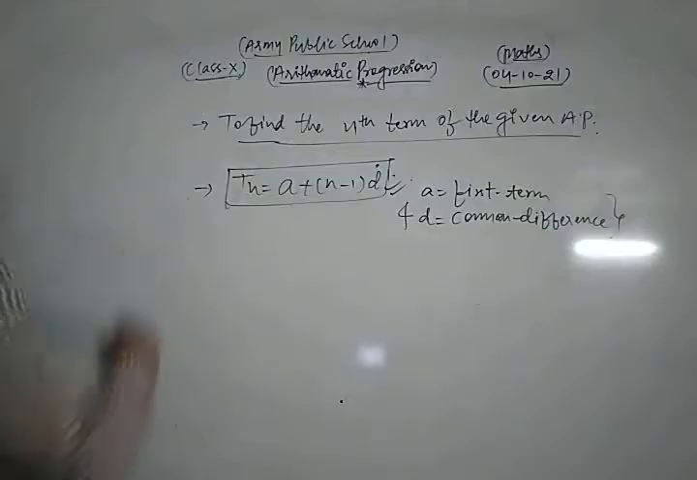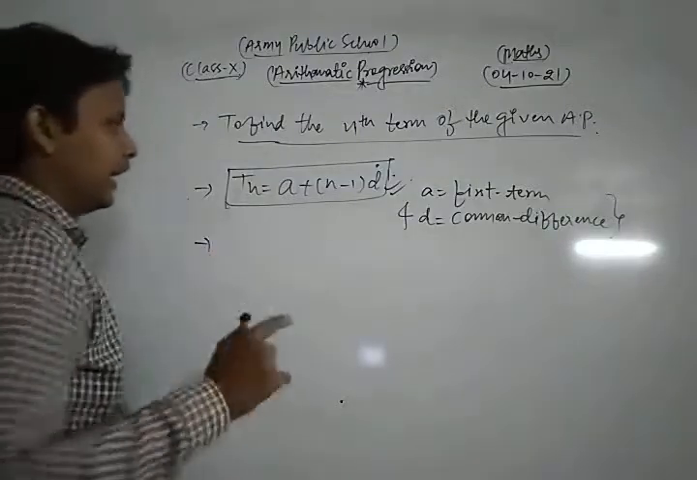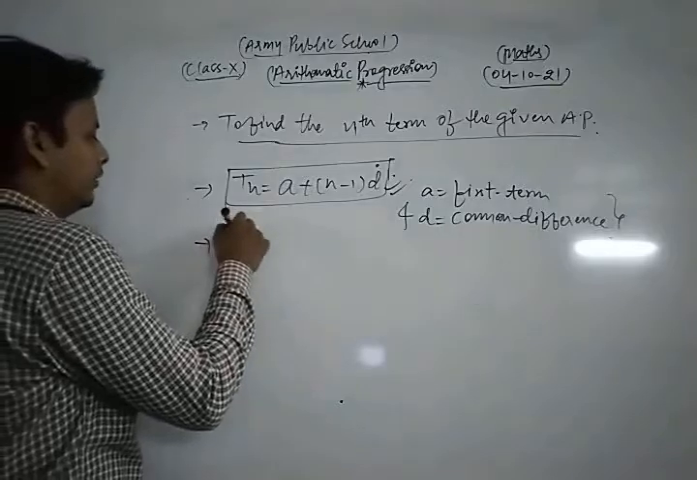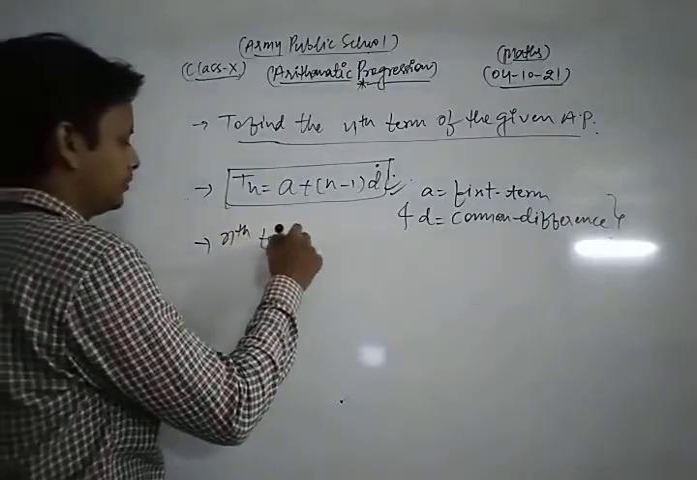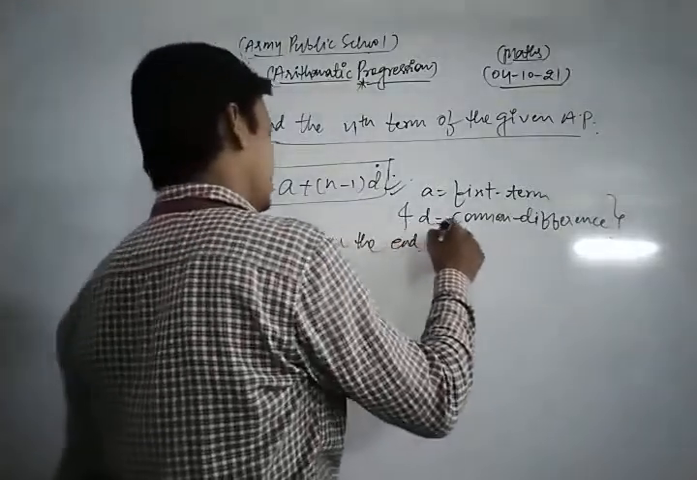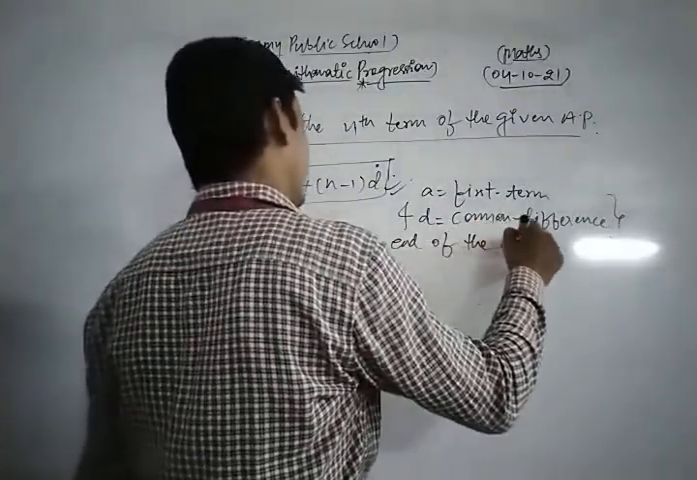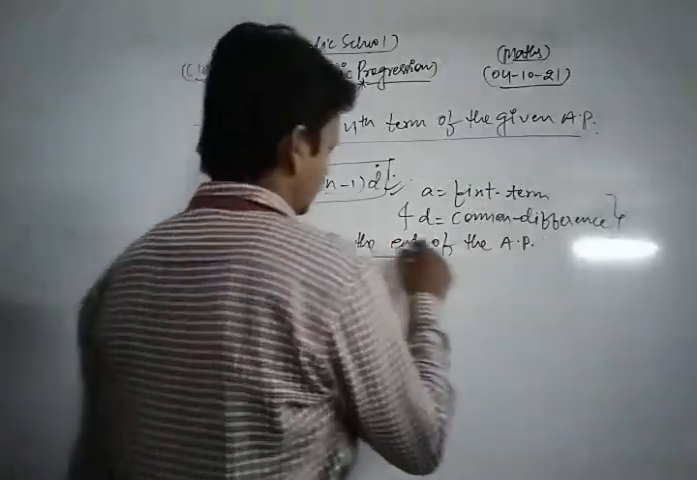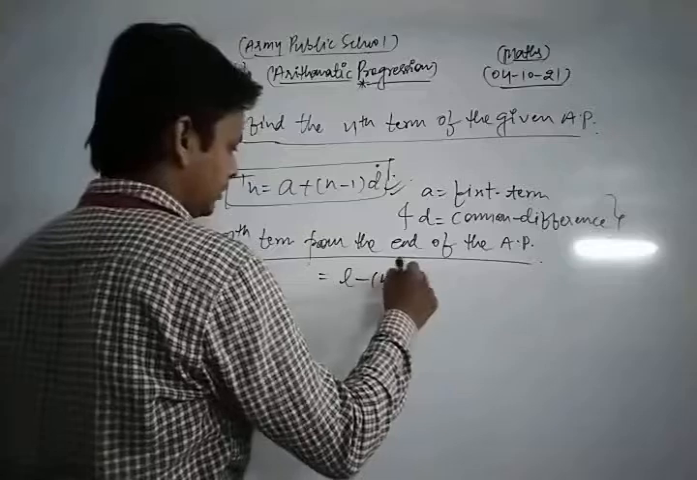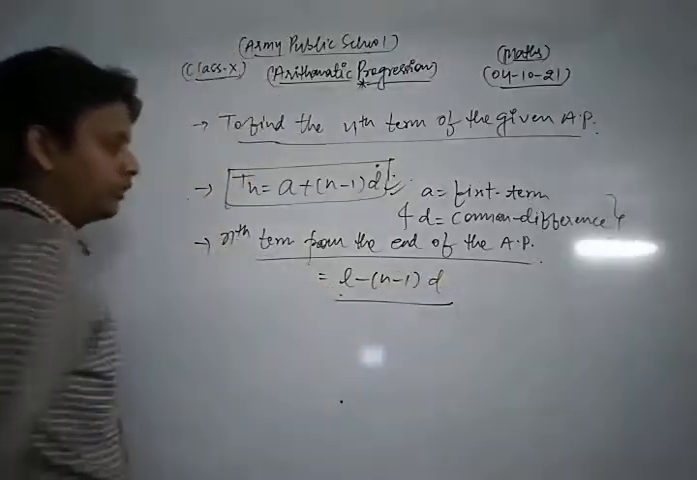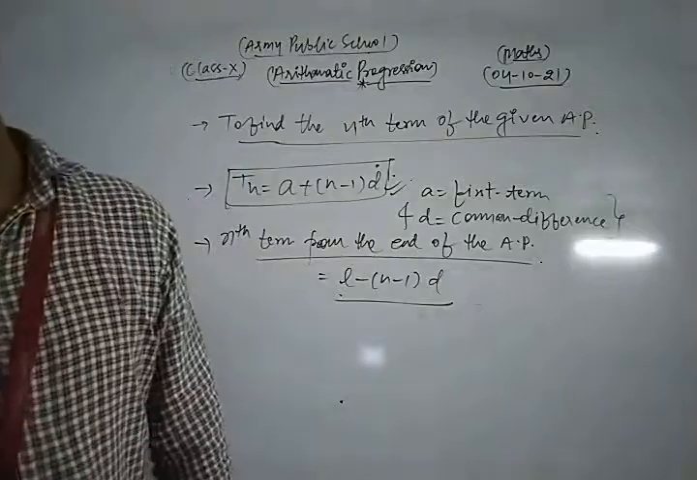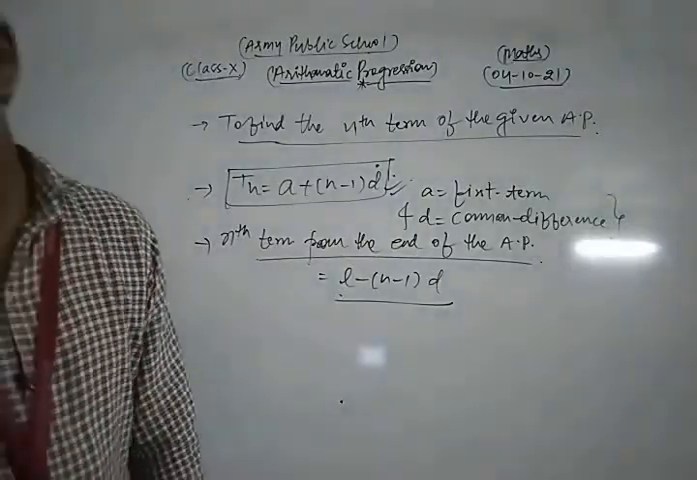Now the next important formula is the nth term from the end of an AP. The nth term from the end of the AP is equal to l minus (n minus 1) into d. This is a very important formula to find the nth term from the end of an AP.